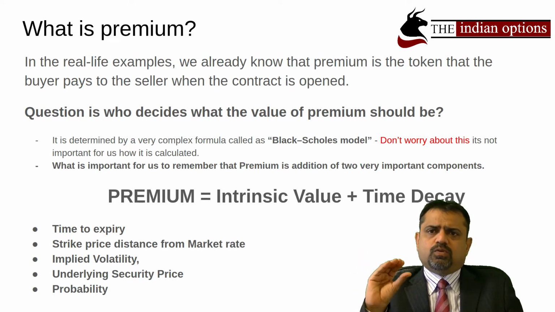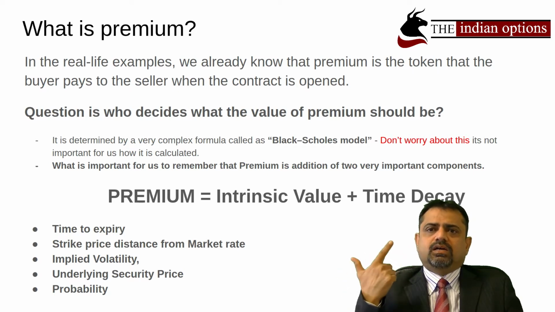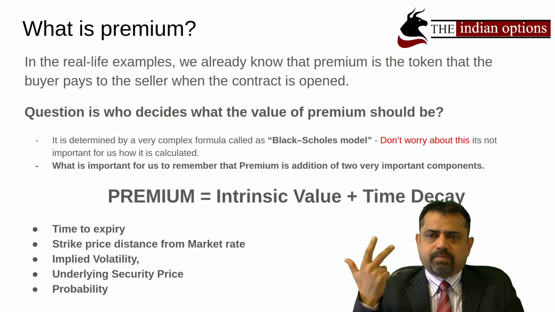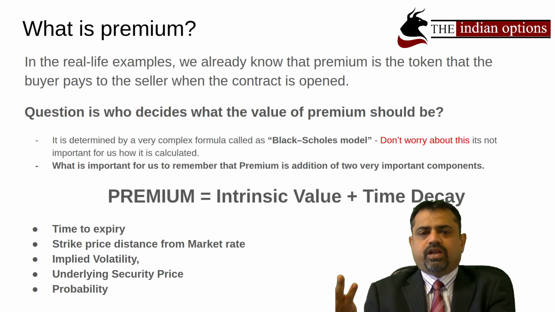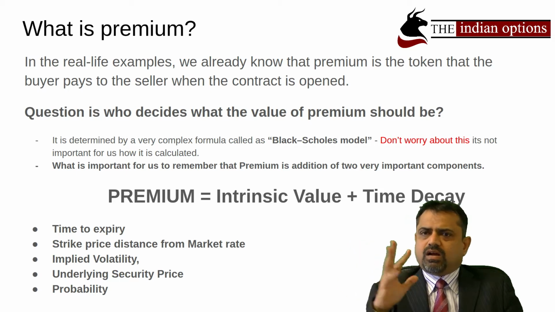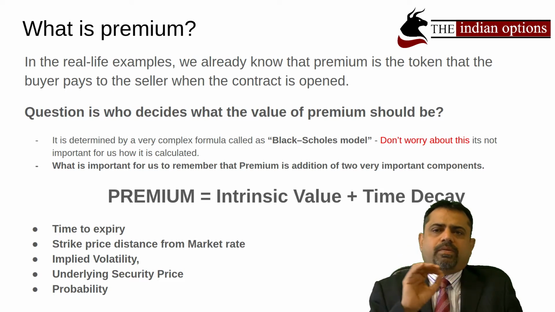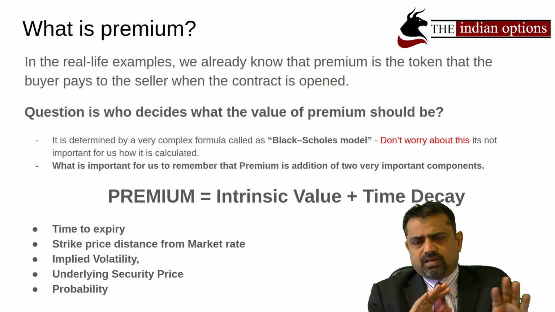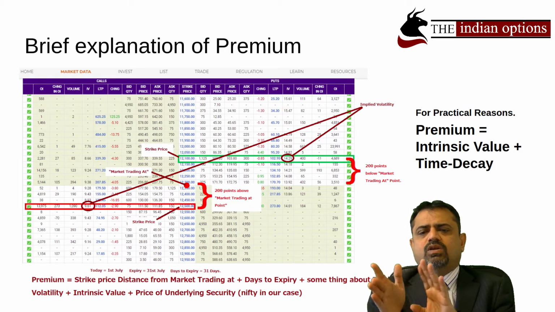There are also a lot of small factors which play an important role in the price of the premium. That is time to expiry, then the strike price distance from the market rate where the market is trading right now, what the implied volatility is, what the underlying security price is, and what the probability of your event happening or not is. Okay, so these are the few points which determine the value of the premium. But for practical purposes, all those points are not that important. The only important point is that premium is equal to intrinsic value plus time decay.